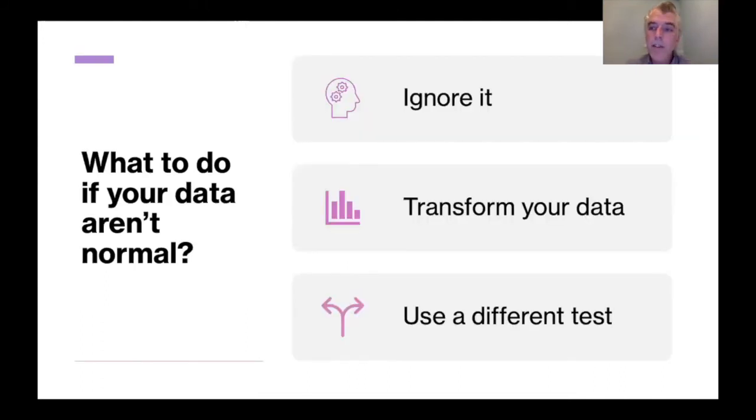So regardless of how you assess the normality of your data, what should you do if your data aren't normally distributed? Well, there are really three options. The first is to ignore this violation of the assumptions. The second might be to transform your data to try and make them normally distributed. And finally, we might abandon our statistical test and perform a different statistical test.